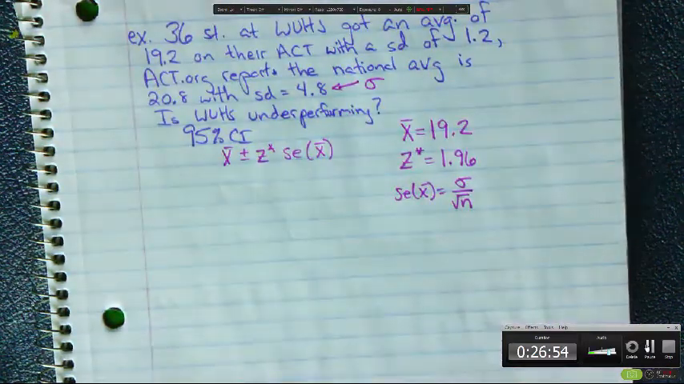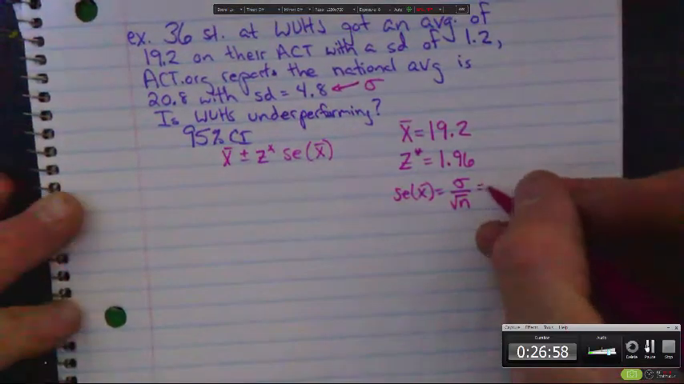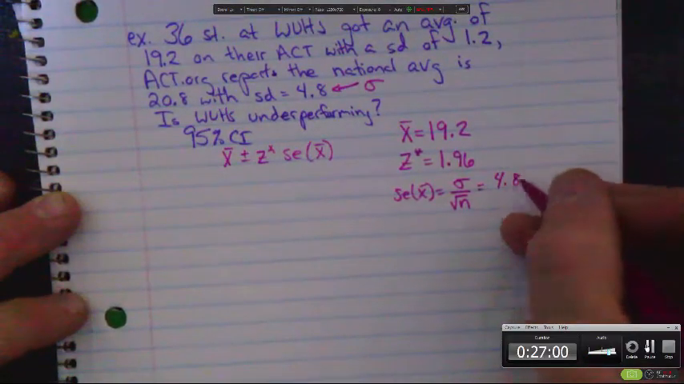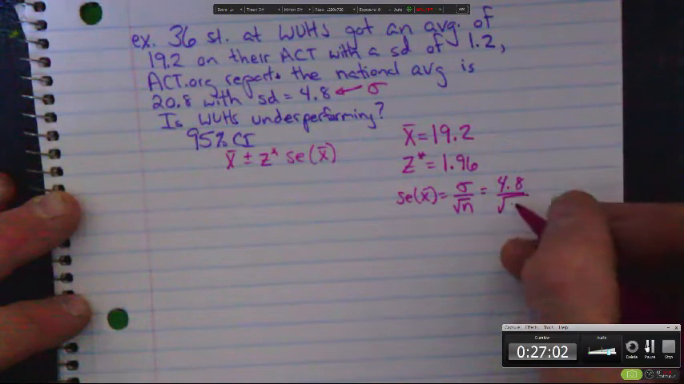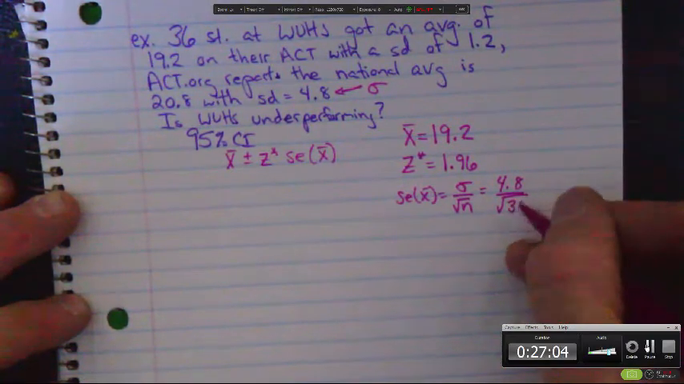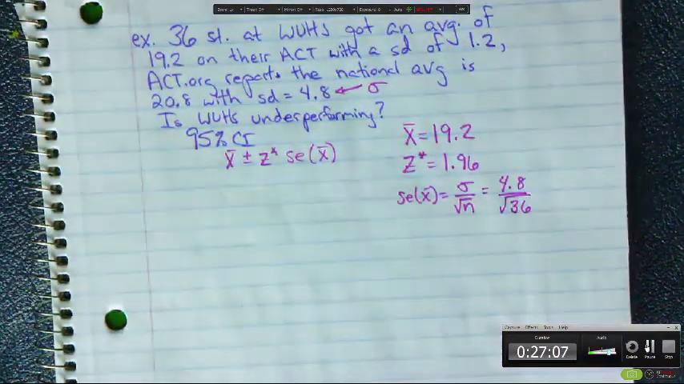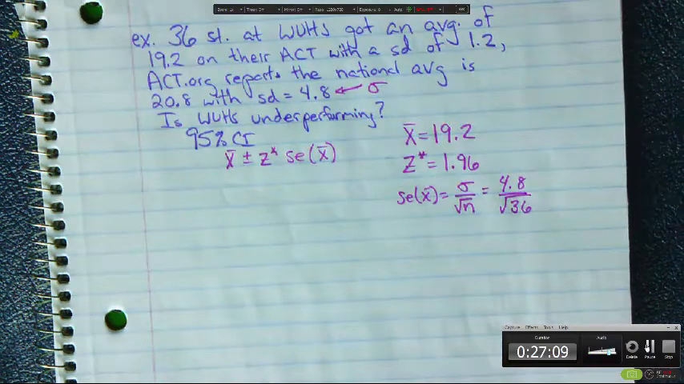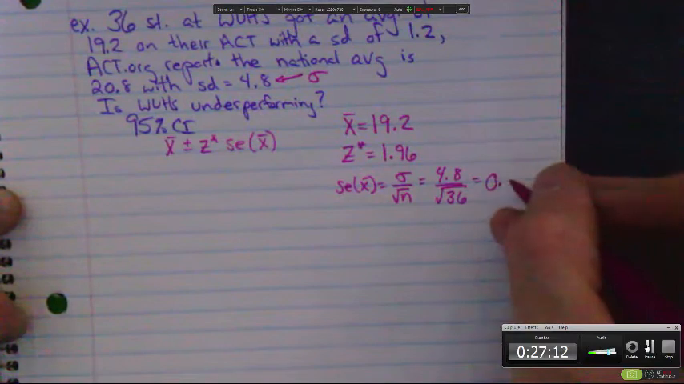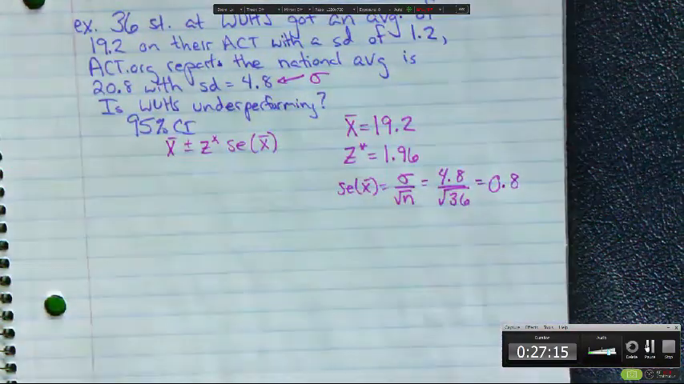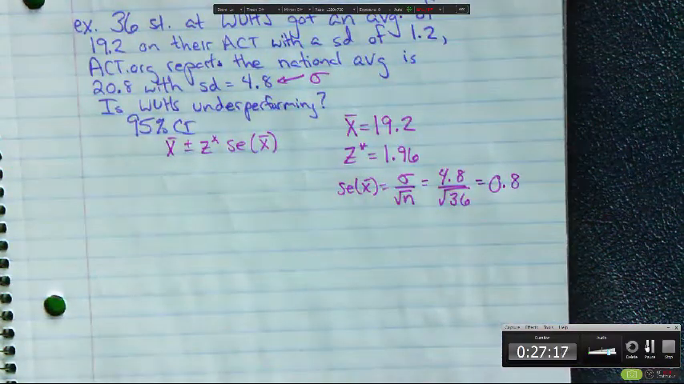Okay, this is subcase 1, if you know the entire population standard deviation. So it's going to be 4.8 divided by the square root of 36. We're looking at 36 students' average ACT score. The square root of 36 is 6. 4.8 divided by 6 is 0.8. We have everything we need to create a confidence interval.